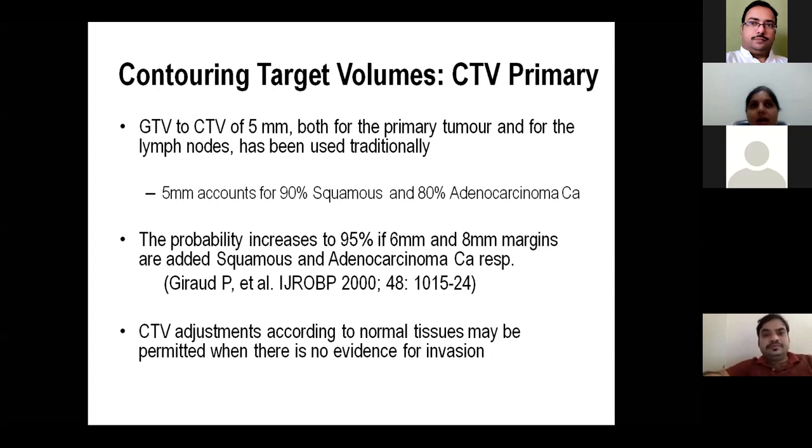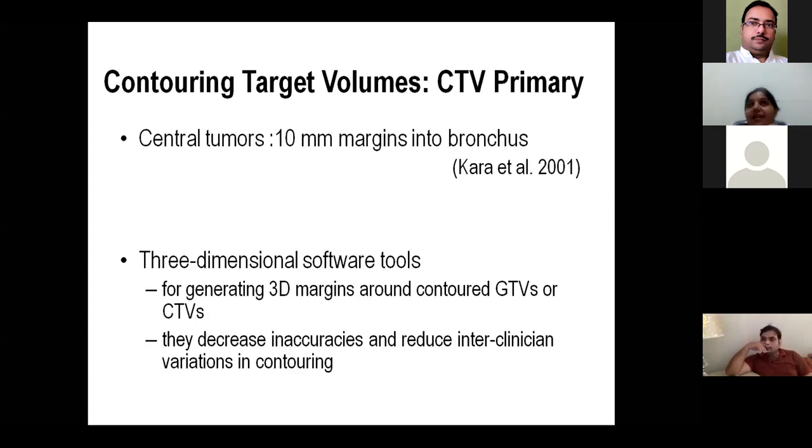An important point about centrally located lung tumors is, what they suggest is, if there is bronchus involvement, it is a good idea to take 1 centimeter of the bronchus within the CTV. And this is again based on surgical series, wherein if there is a central lung tumor, they generally do take a 1 to 1.5 centimeter margin in the region of the bronchus. So for central tumors, with evidence of main bronchus invasion, take 10 millimeter of margin and use 3D tools for generating CTVs.